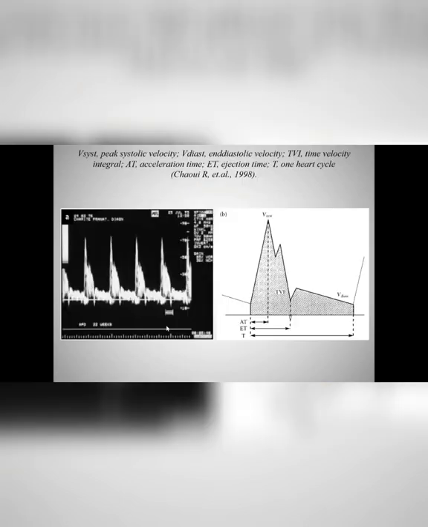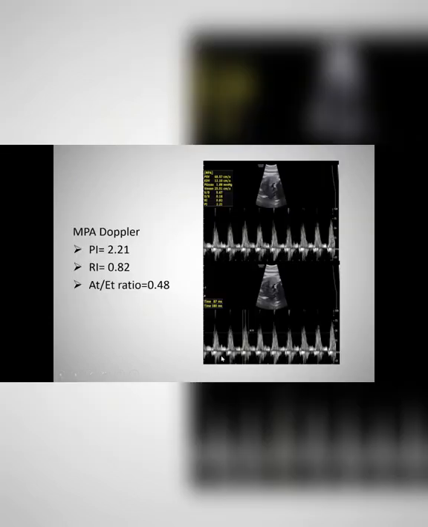This is the normal wave in the main pulmonary artery. It's nearly a double peak like this. And here we have the peak systolic velocity. And we have here the time velocity integral, this part. And the T is the whole cycle of the wave. And this is the diastolic velocity. And then we have also the acceleration time and the ejection time. These are the parameters that we use to measure in the main pulmonary artery Doppler.